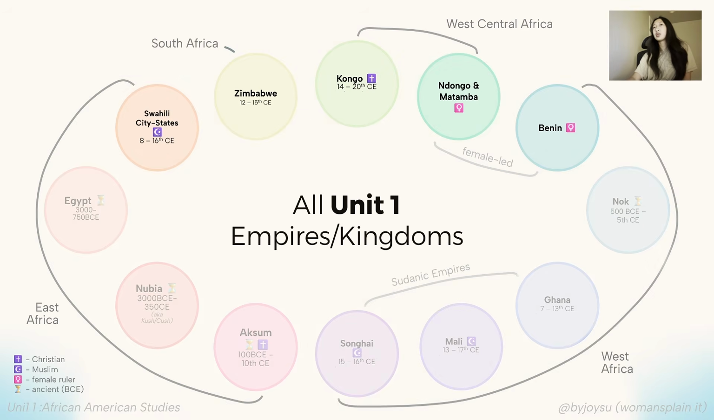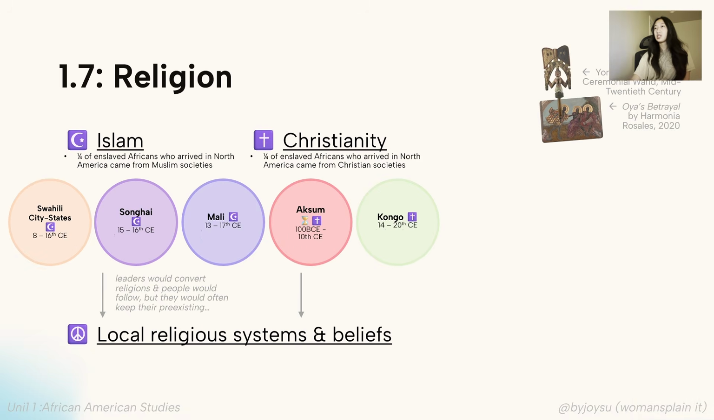But once we get back here, that covers all of the Sudanic empires. But then we need to take a moment to talk about religion. Mali was Islamic, so was Songhai, but African American studies wants us to know what the adoption of religions was like. So that leads us to 1.7. Religions like Islam in Mali and Songhai, and Christianity in Congo or Axum were often decided on by leaders like Mansa Musa.